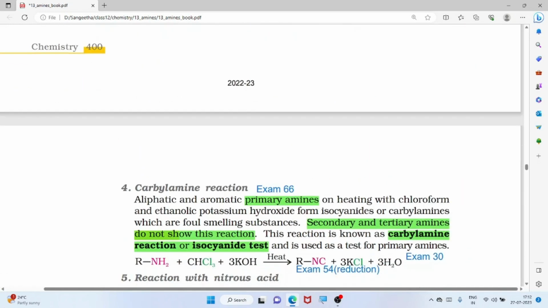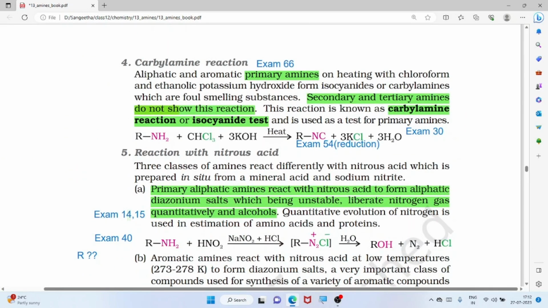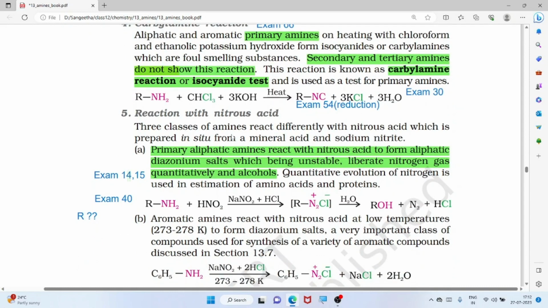Methylation. Carbylamine reaction: this is for primary amines only. Secondary and tertiary amines do not follow this reaction. Carbylamine, this is the reaction.